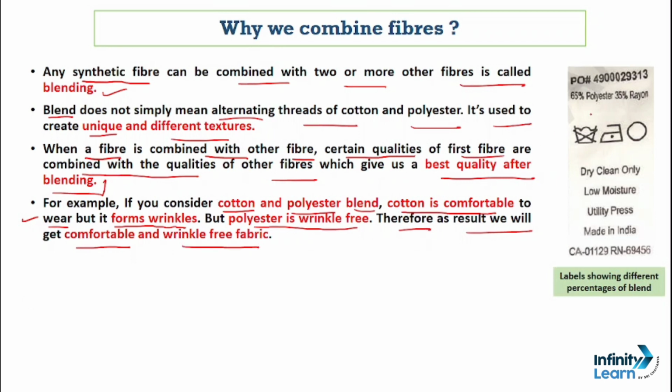And there is also a diagram showing us, whenever you buy any cloth you can see this, there will be a tag showing this information. It is a label basically showing the percentage of blending. Like this you can see here, there is 65% polyester and 35% rayon used for making this cloth.